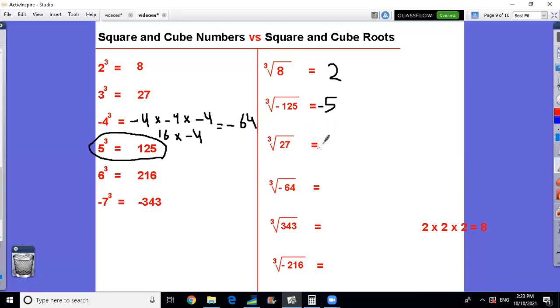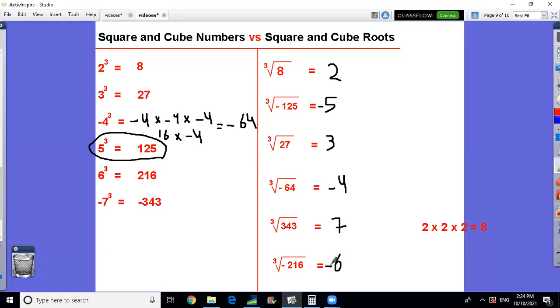All right, the cube root of 27, yes, 3. And here is negative 4. When you multiply by itself 3 times, it's going to give you negative 64. And here, the cube root of 343, yes, it's going to be 7. When you multiply by itself 3 times, it's going to give you 343. And the cube root of negative 216, yes, it's going to be 6. When you get 6 cubed, it's going to be 216, but this is negative, so it's going to be negative as well.